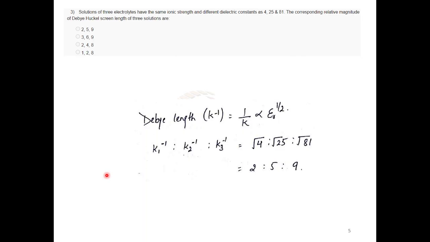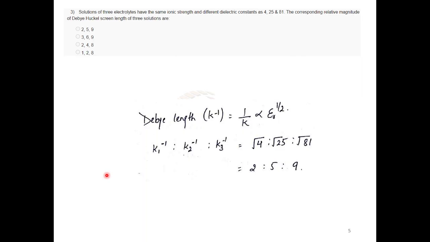40, 25, 81. So the corresponding relative magnitude of Debye length, that you know 1 by k is called Debye length, and k itself is centimeter inverse. So k inverse is basically giving the length, and this is proportional to epsilon r to the power half, so root over epsilon r.